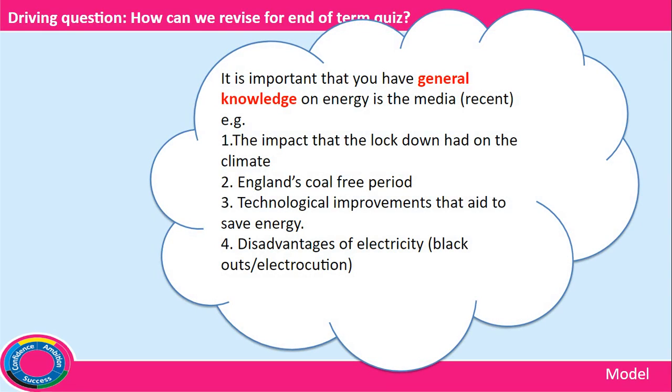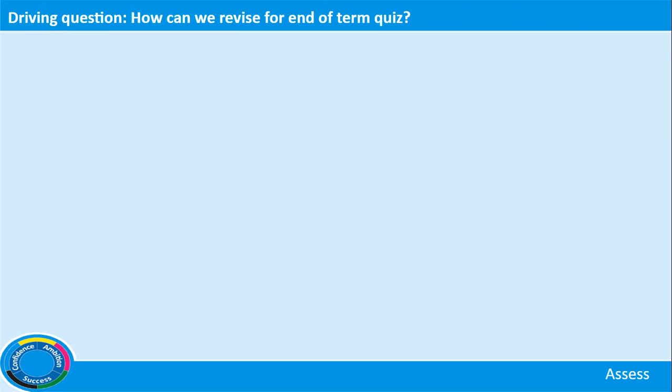It is very important that you have general knowledge on energy in the media. Recent knowledge, for example, the impact that the lockdown had on the climate, England's coal-free period, technological improvements that aid to save energy, and for example, disadvantages of electricity, for example, blackouts and electrocution. So you need to know basic ideas of the 4 following points. Okay?